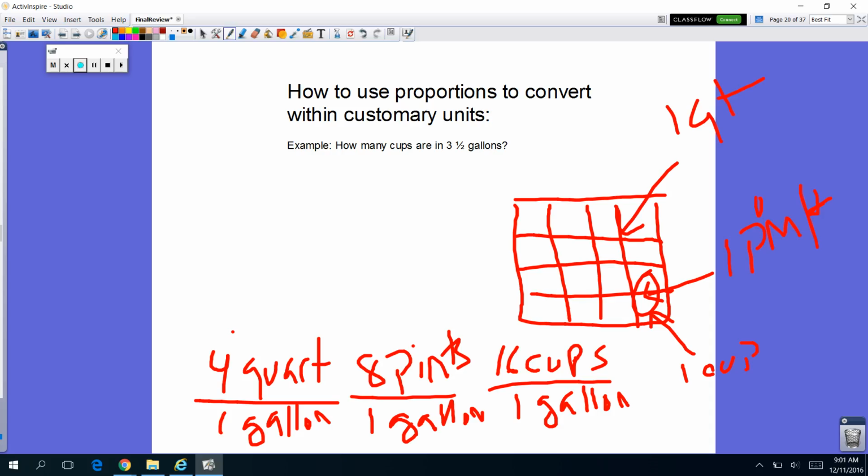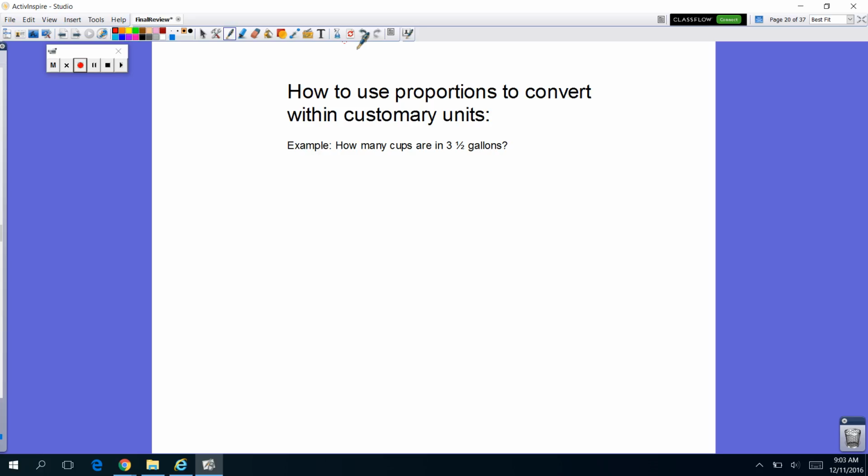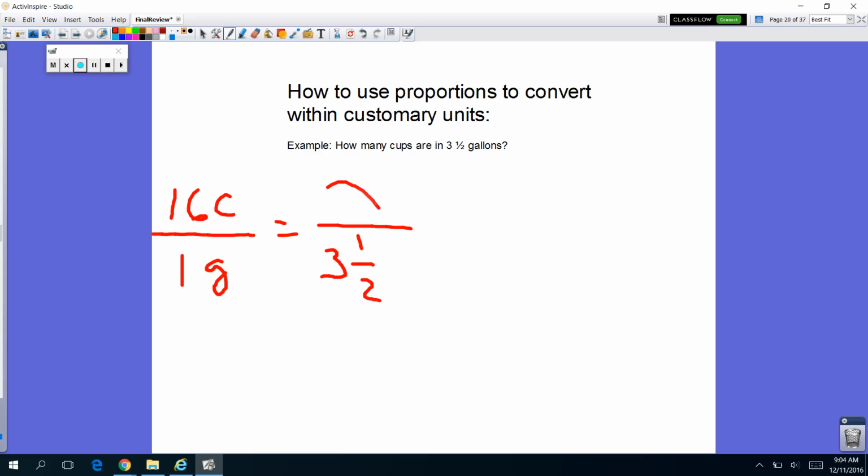Now, excuse me, that one is 3.5 gallons, and we only have 1 gallon here. Now to set up the proportion, I'm going to use this part. Okay, I'm going to go ahead and clean it up. So I use 16 cups equals 1 gallon. Okay, but I have not 1, but I have 3.5. So the question is, what's this?